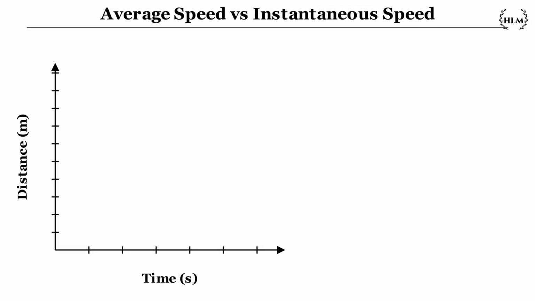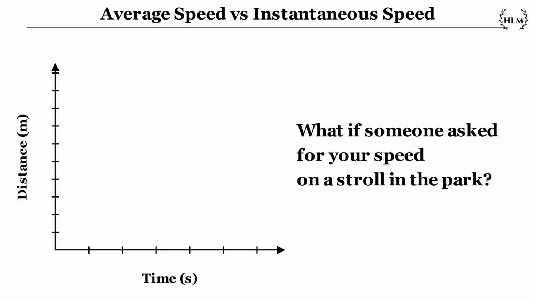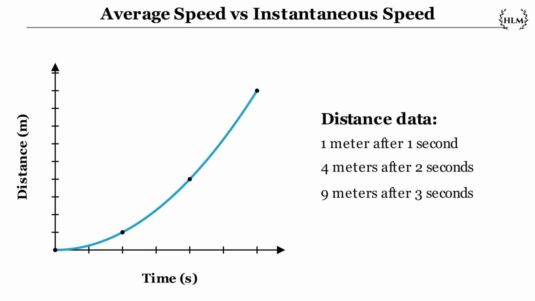What if someone asks you what your speed was when you took just a stroll in the park? And let's say your distance, starting from (0, 0), would be 1 meter after 1 minute, 4 meters after 2 minutes, and then 9 meters after 3 minutes. I chose these points purposely just to make things a little bit simpler. So your coordinates are (0, 0), (1, 1), (2, 4), and (3, 9).